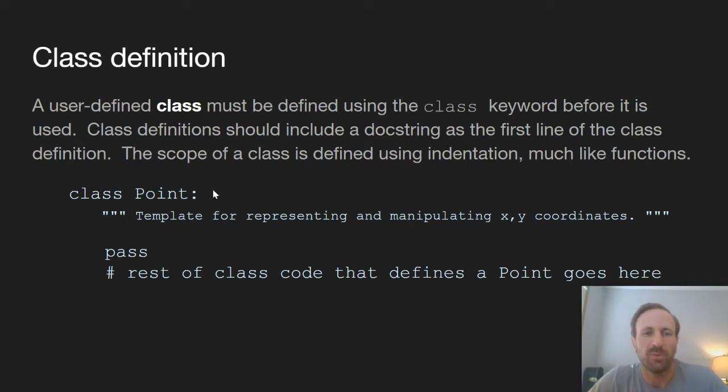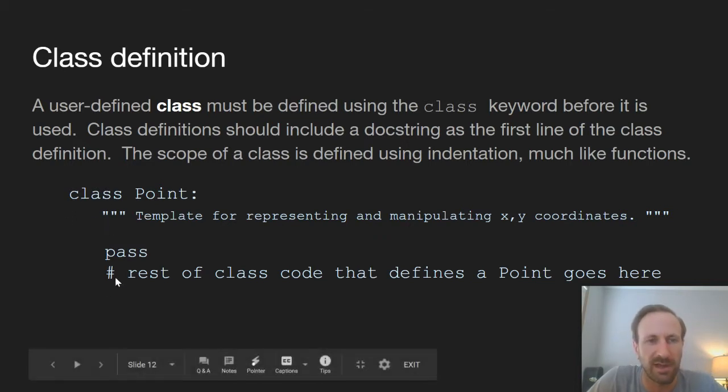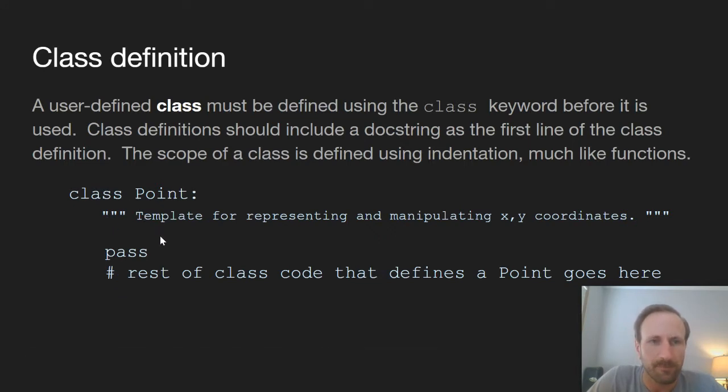So the scope of this class, just like most things in Python, is defined by indentation. Anything indented under this class keyword is going to belong to our class, right? Similar to functions, you'll have to end the statement with a colon for your class header, which is the very first line. You can see that a docstring is also included here for the class, similar to a function.